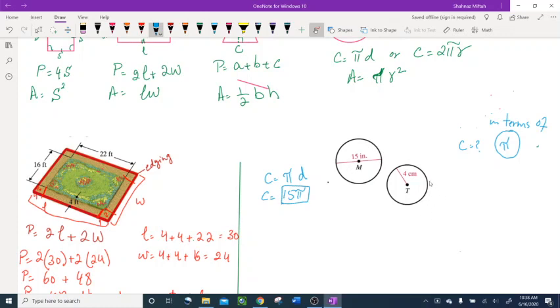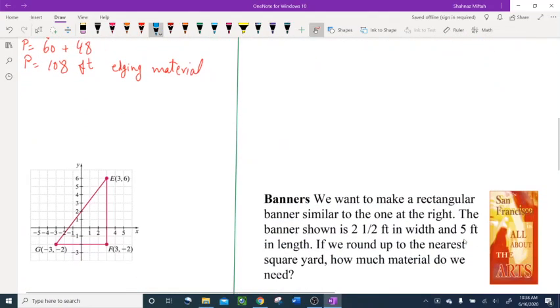Now let's talk about the circumference of this one. This one is giving me the radius, so I'm going to use 2 pi r. So C equals 2 pi times the radius, which is 4. So 4 times 2 is 8 pi. So the circumference for that one is 8 pi. Right? 15 pi, and then I have 8 pi. In terms of pi, so I'm just going to leave it like that. Okay, let's do another question.